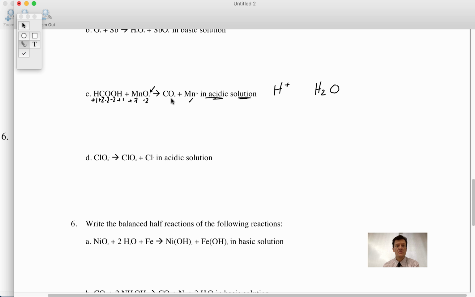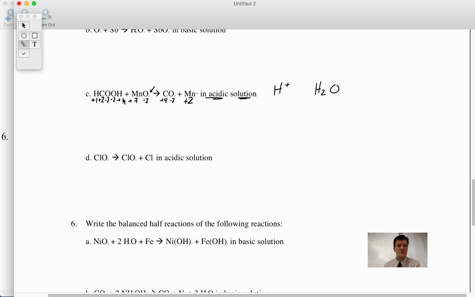Over here, CO2, each oxygen is -2. There are 2 of them, so that's a -4. Carbon must be a +4 to give you a neutral compound there. If you've got a monatomic ion, in this case Mn2+, the oxidation number is going to be the same as the charge on that monatomic ion. Okay, so we've assigned it.